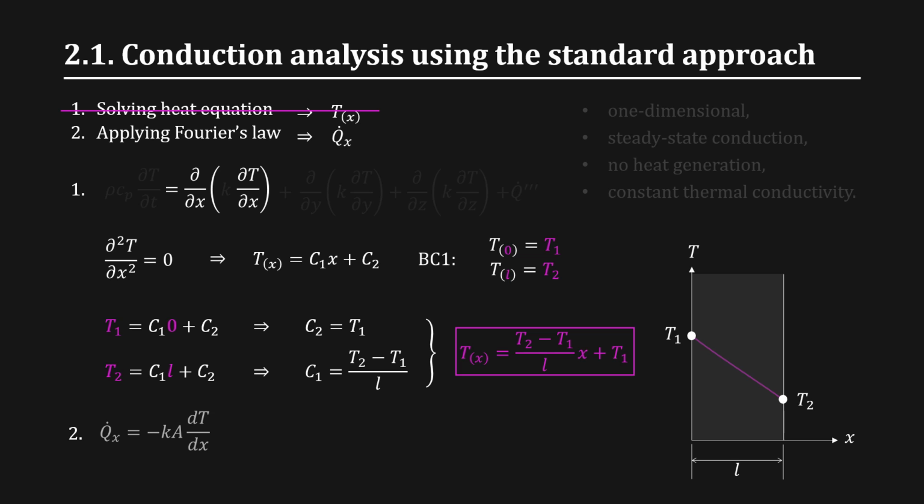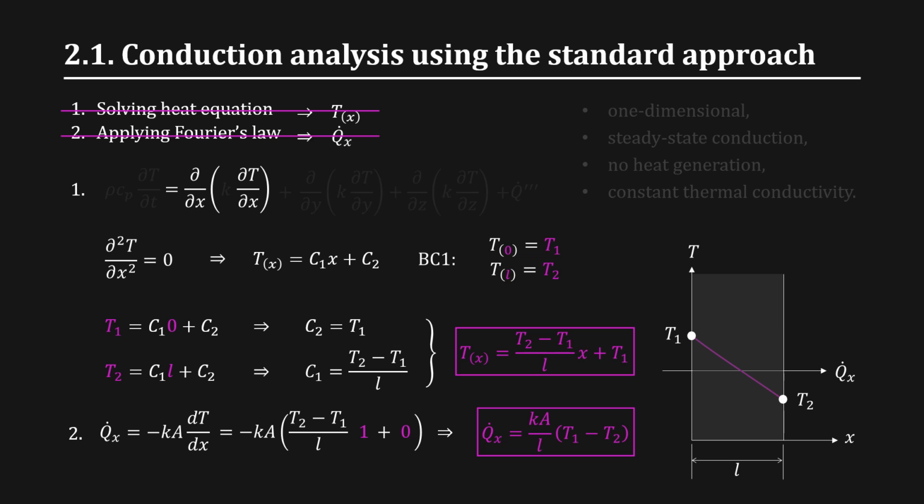Now we have to apply Fourier's law to determine the heat transfer rate. So Q equals minus k times A times the derivative of the temperature function T with respect to x, which is the derivative of our temperature distribution equation. The derivative of T2 minus T1 over L times x plus the derivative of T1, whereas the derivative of x is 1 and the derivative of the constant value T1 is 0. By simplifying this equation, we get the conduction heat transfer rate equation for the above mentioned conditions.